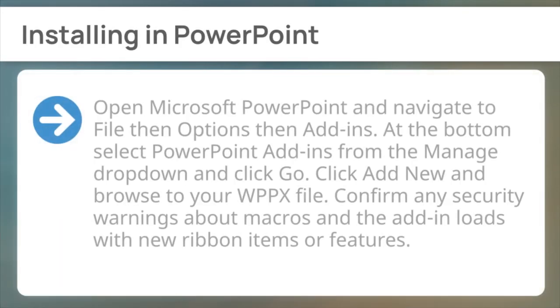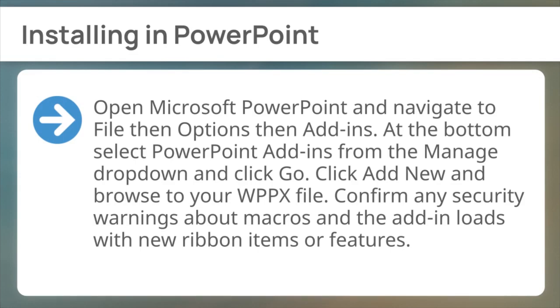First, installing in PowerPoint. Open Microsoft PowerPoint and navigate to File, then Options. Then Add-ins. At the bottom, select PowerPoint Add-ins from the Manage dropdown and click Go. Click Add New and browse to your WPPX file. Confirm any security warnings about macros and the add-in loads with new ribbon items or features.